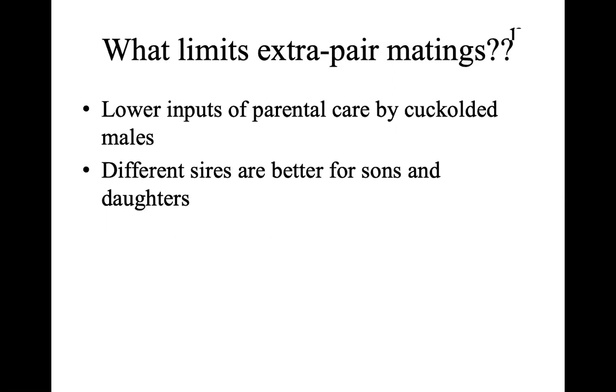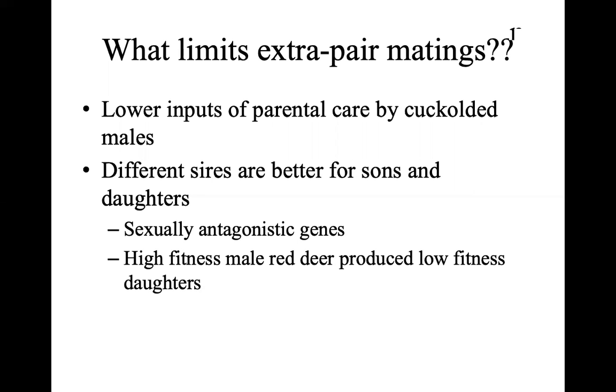So you have situations where the genes that you're selecting a mate for will be expressed differently in males and females. Mating with one individual might be good for producing high quality sons, while mating with another individual might produce higher quality daughters. So you have these sexually antagonistic genes, which might promote extra pair matings, because you mate with one male because it benefits one sex of your offspring, and you mate with another male because it benefits the other sex of your offspring. And so you get this balance.